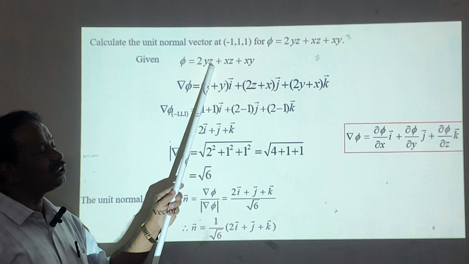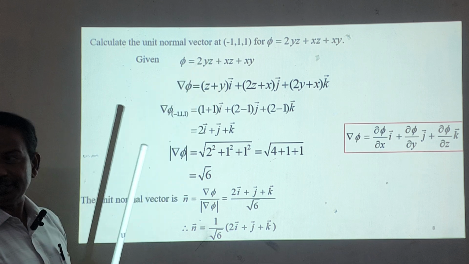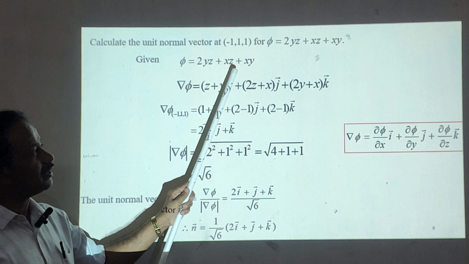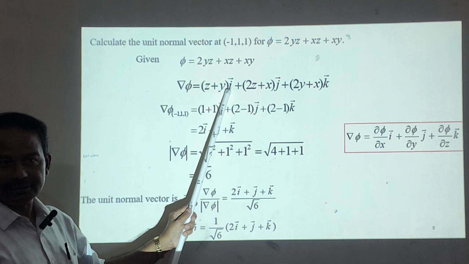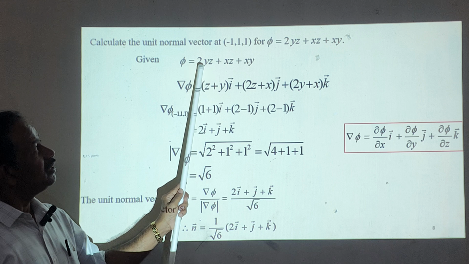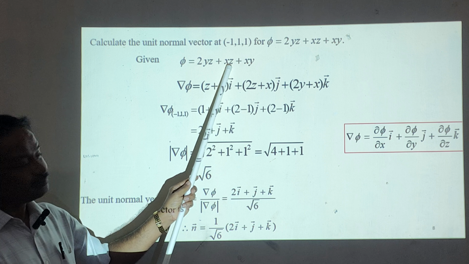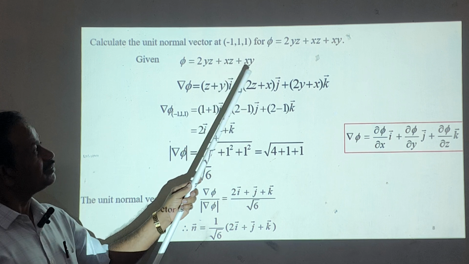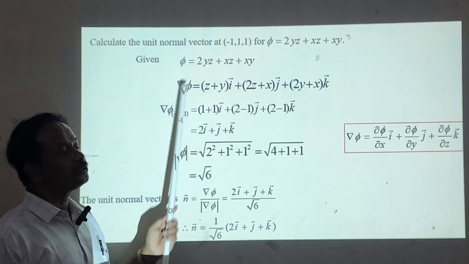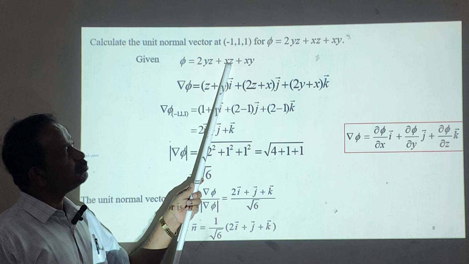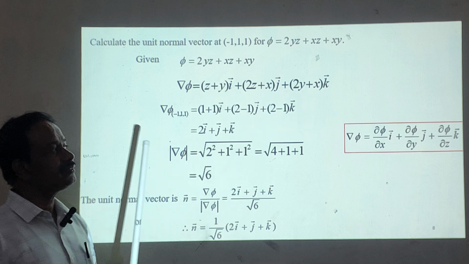So now differentiating this with respect to x. This becomes 0. There is no x here. We will differentiate the z term, this becomes y. So z plus y, times i. Plus, when I differentiate with respect to y, this becomes 2z, this becomes 0, and this becomes x. So 2z plus x, times j. Is it okay? When I differentiate this with respect to z, this will give you 2y, this becomes 1, and there is no z here, so 0. So 2y plus x, times k.